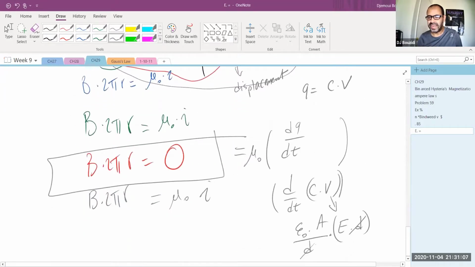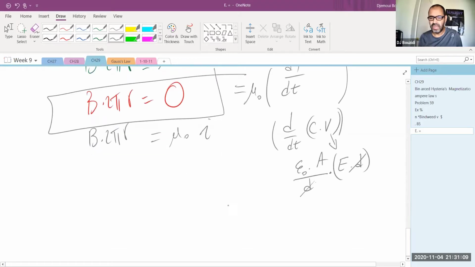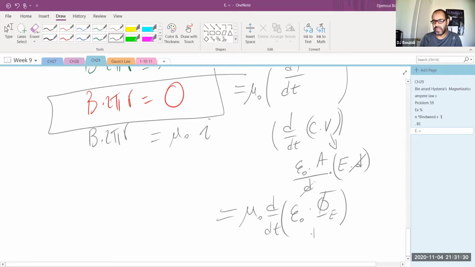So he was saying in here, this expression looks like mu naught times the derivative with respect to time of epsilon naught times the flux of the electric field. Epsilon naught comes out of this derivative, it's constant. And then now you have the flux of the electric field. So he called this current the displacement current.